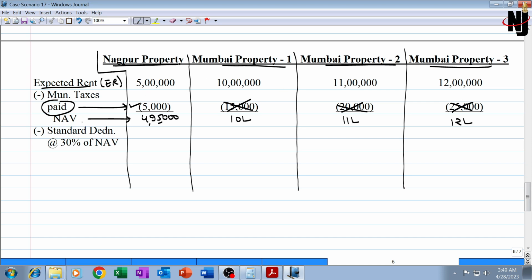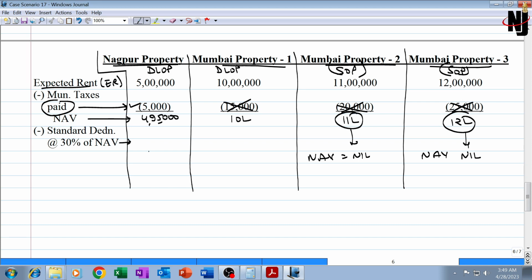Now based on NAV, before claiming standard deduction, we'll have to take a call which of them to be treated as SOP. So those properties which have got the highest taxable value, namely Mumbai property 2 and 3, will be assumed to be self-occupied, or we can treat them as self-occupied. Accordingly, the taxable value NAV will be nil. 11 lakh can be saved from taxation because NAV will be nil. Standard deduction will also be nil, and only interest will be allowed, but there is no interest on housing loan. As far as Nagpur and Mumbai property 1 are concerned, they will be deemed to have been let out.